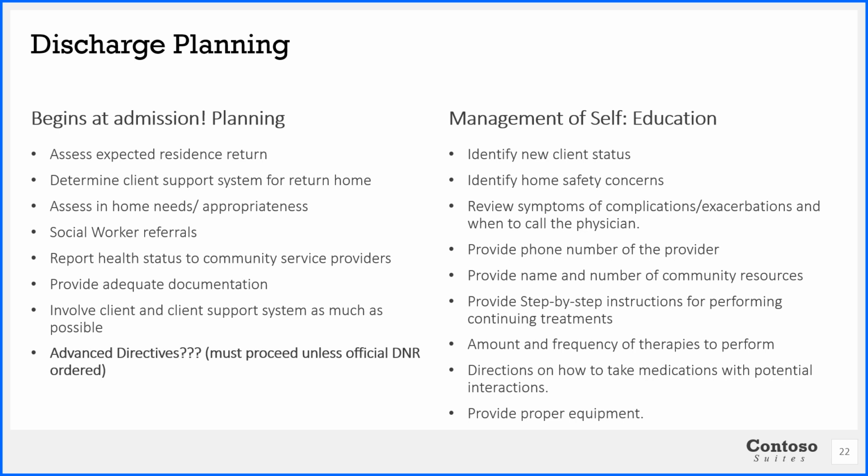Provide phone numbers for the providers. We want to provide their community resources if there are any. Provide step-by-step instructions for continuing treatments or medications. And you want to provide the proper equipment. So if the patient needs to go home with oxygen, we want to make sure that that oxygen is actually set up, and your social workers and care managers can definitely help you with those processes.